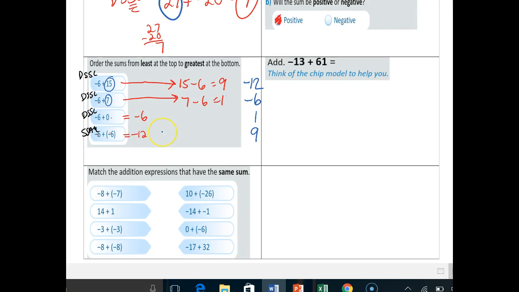This is a tough one. Make sure you take your time. Add negative 13 plus 61. In your head, you should immediately say, different signs, so I need to subtract. So I need to do 61 minus 13, borrow, I get 48. Is my answer positive or negative? Well, I have 13 negatives, 61 positives, so my answer should be positive because I have more positives.